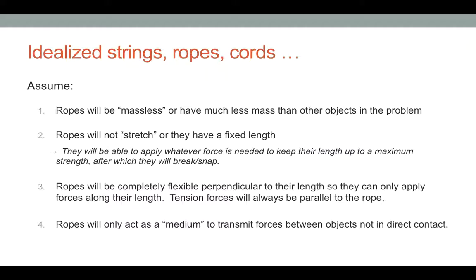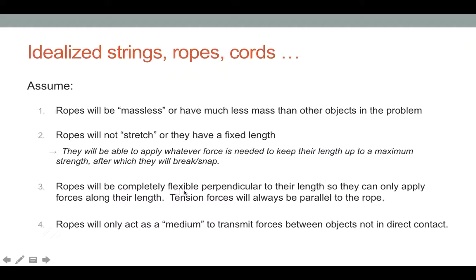We may say they can do that, but up to a maximum force. And after you exceed that force, the string breaks and the two objects move separately. So we may provide a maximum tension force, and we'll assume that the string or the rope can apply whatever force it needs to up until that maximum value.